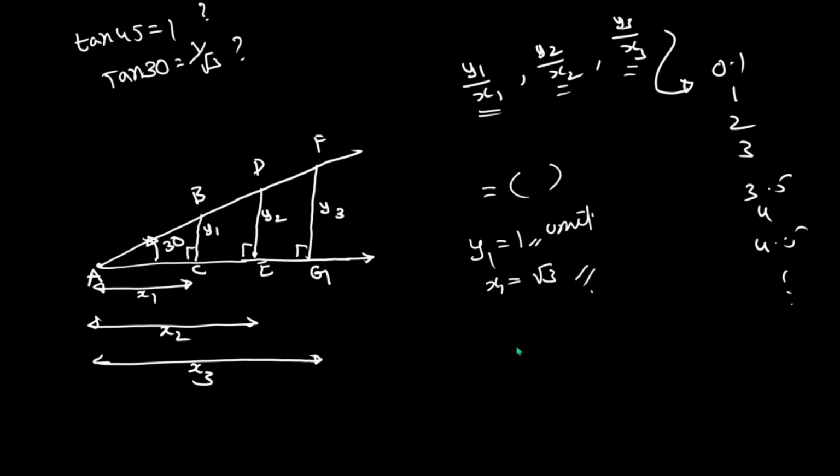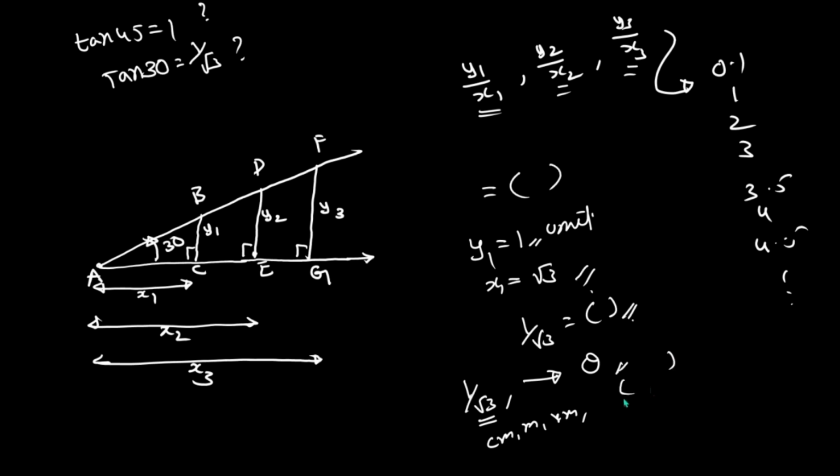So this relation, the ratio: if you take y1 by x1 here, it is 1 by root 3. So it is some number, okay? When you draw any number of lines like that, you see this constant is the same. So if these ratios are constant, like 1 by root 3, can you relate this with theta, the angle? We are measuring in degrees, right?